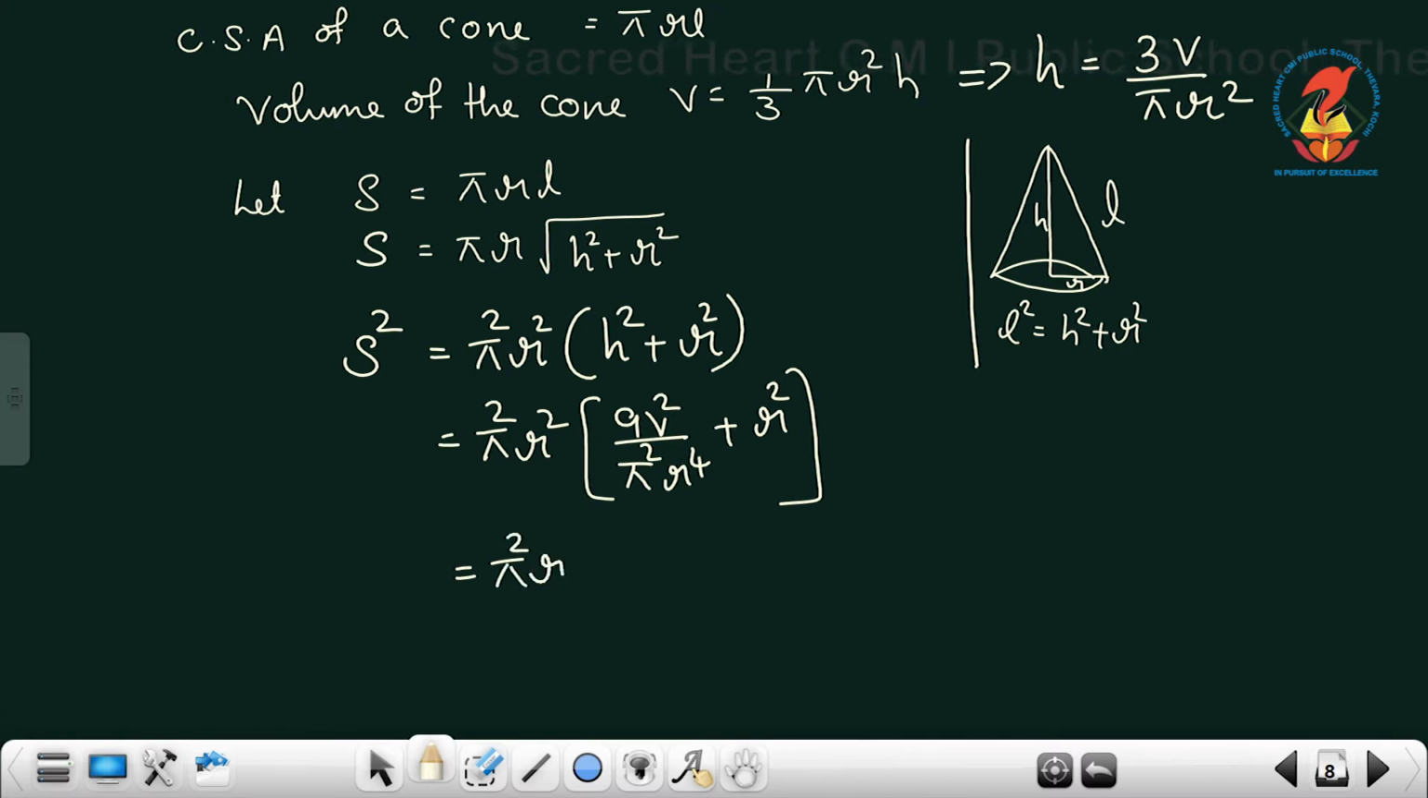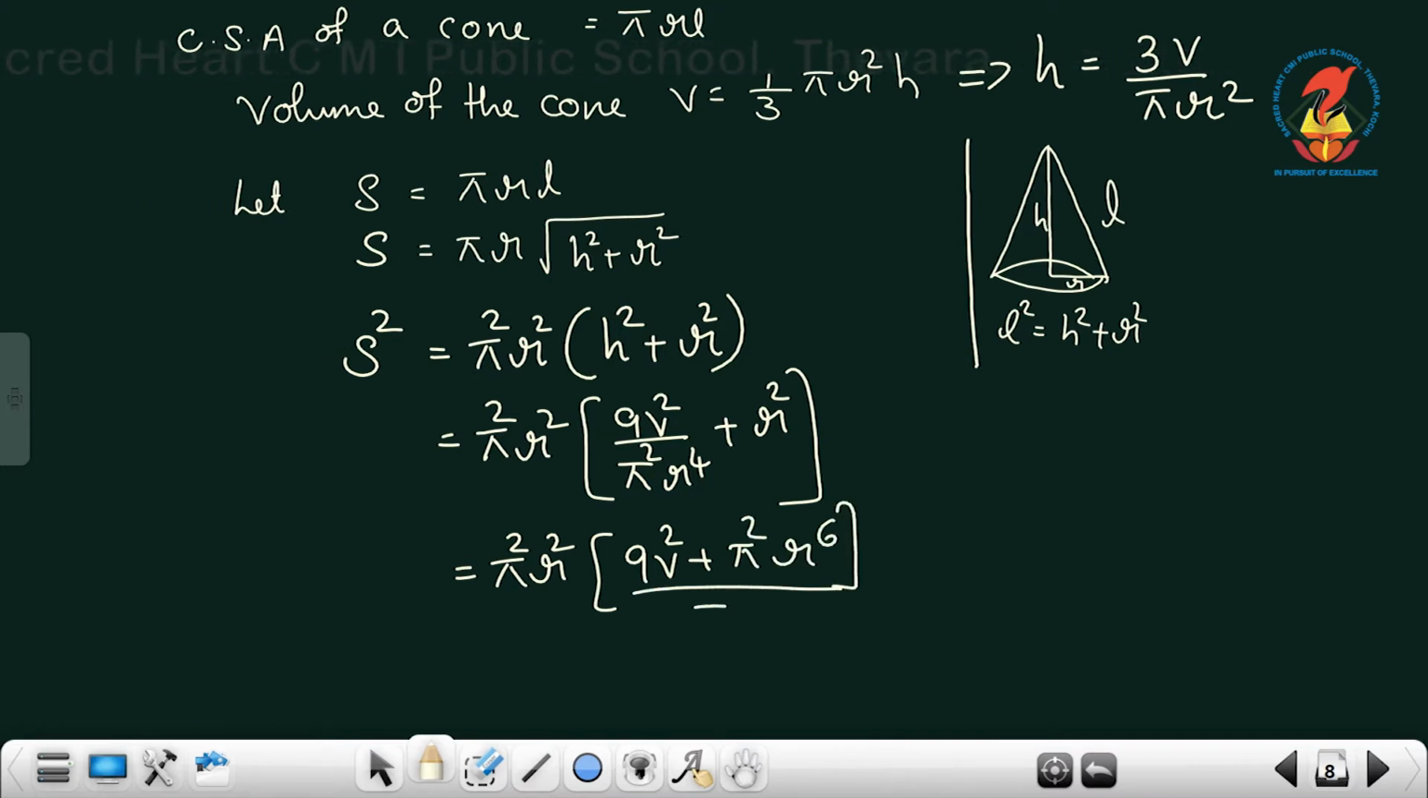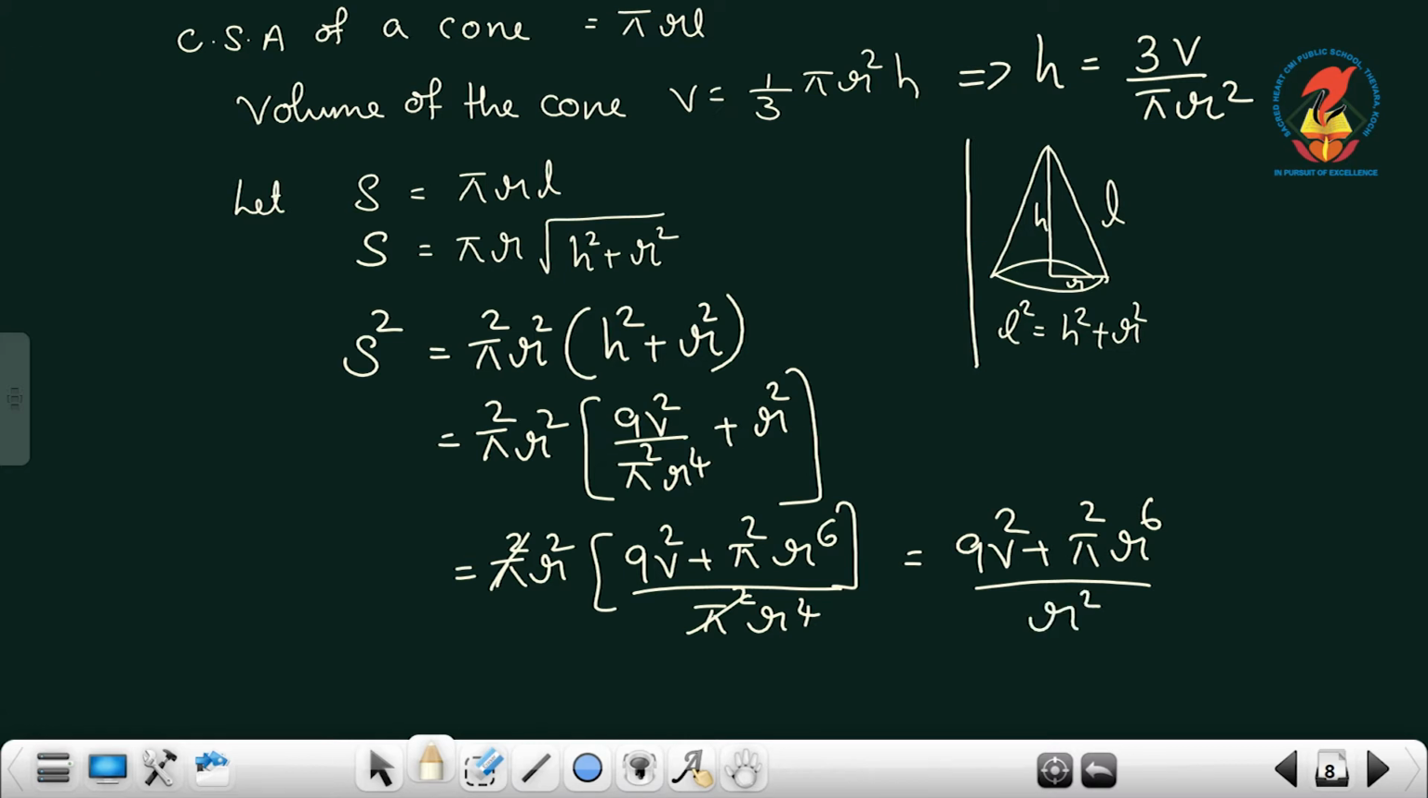So pi square r square into 9v square plus pi square r raised to 6 by pi square r raised to 4. Pi square cancel. So 9v square plus pi square r raised to 6 by r raised to 4, and r square cancel. It is r square. Split it into two terms. That is easy. Otherwise you have to apply the quotient rule. So it is pi square r raised to 4. Okay, that's a simplified form.